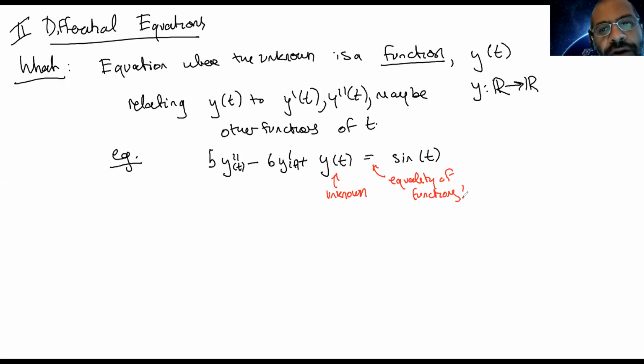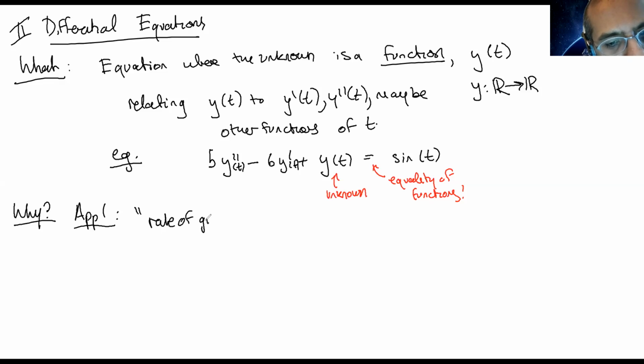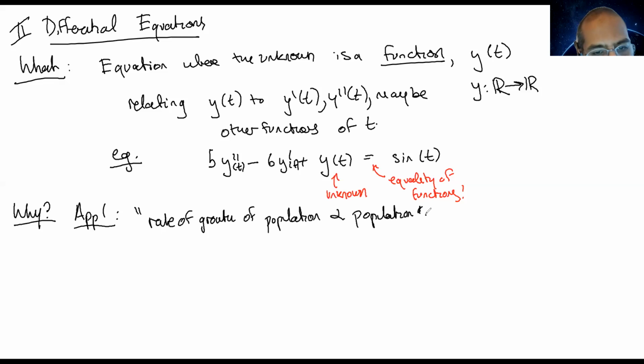So why would you care about such an equation? Well, I'll give you two common applications. So here's one application. In some population growth models, here's a principle, which is the basis of the model. The rate of growth of population is proportional to the population. The more people there are, the faster it's going to grow.